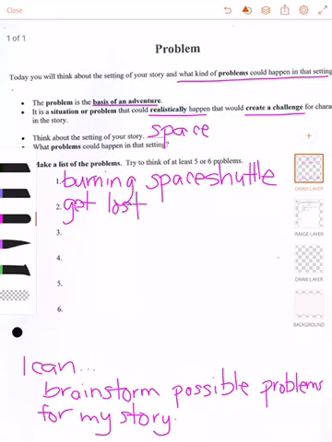How can I make it even shorter? Get lost in space. Again, when you're doing your brainstorm, you can do a little bit more detail, like a few points. I'm just keeping it very brief. What's another problem? So one could be when the space shuttle is burning. Another one could be they get lost in space.